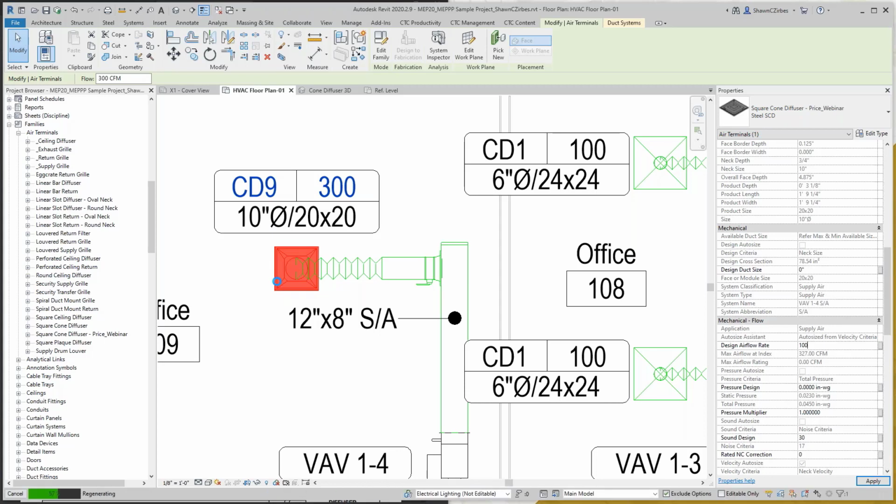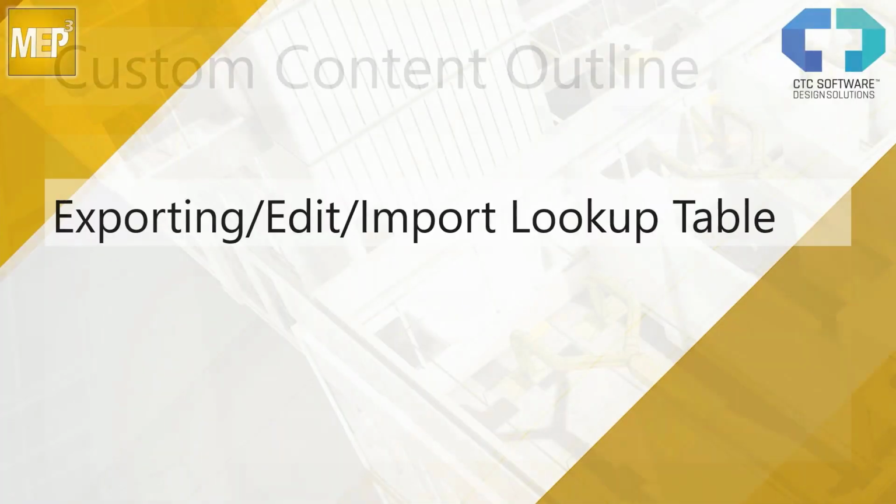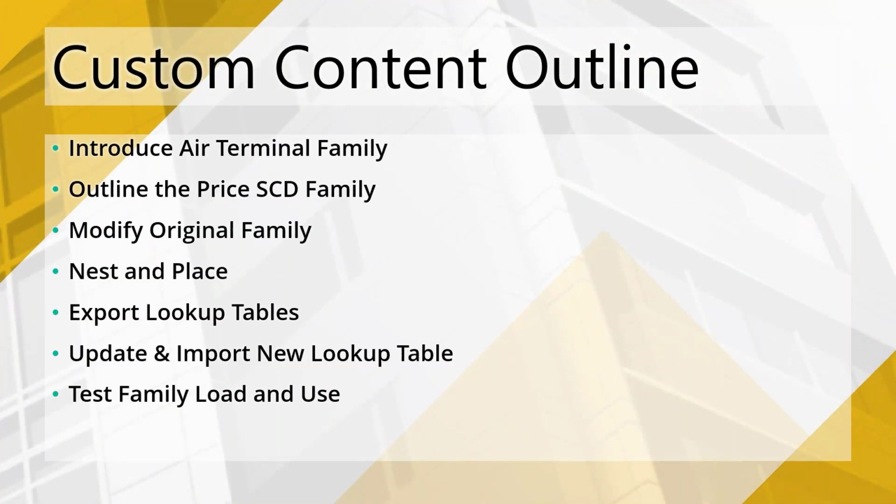It was actually pretty straightforward, pretty simple to be able to find this information and actually enter it for these families. I can now build in any manufacturer of air terminal that I want, provided I can get their cut sheets and I can modify that lookup table, because all I have to do is nest their family and then change some properties in a lookup table. It's that simple.